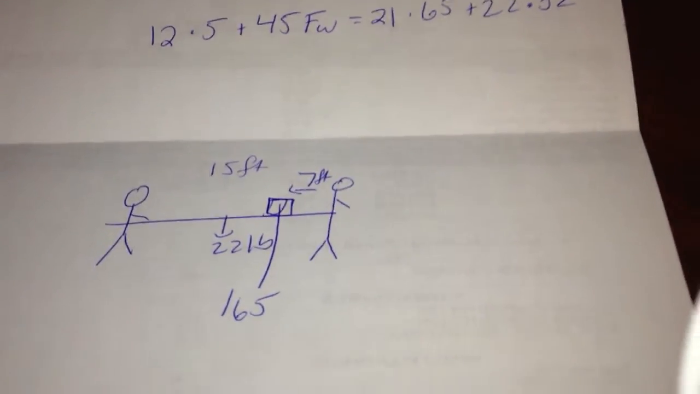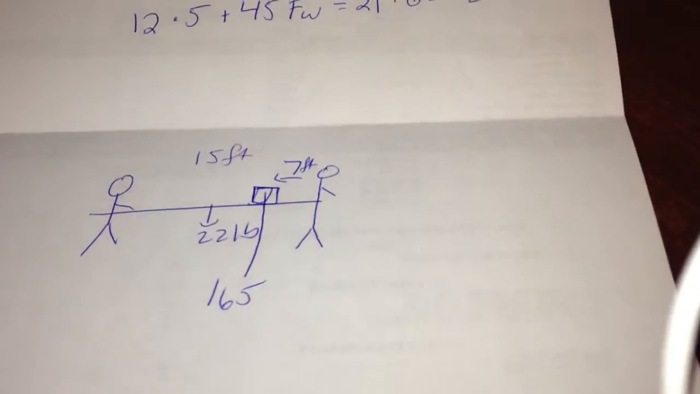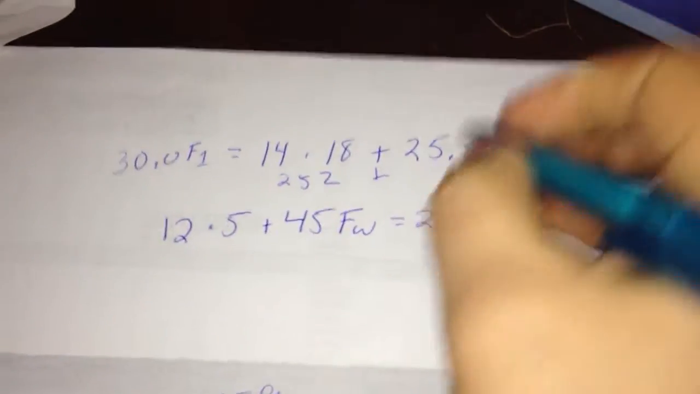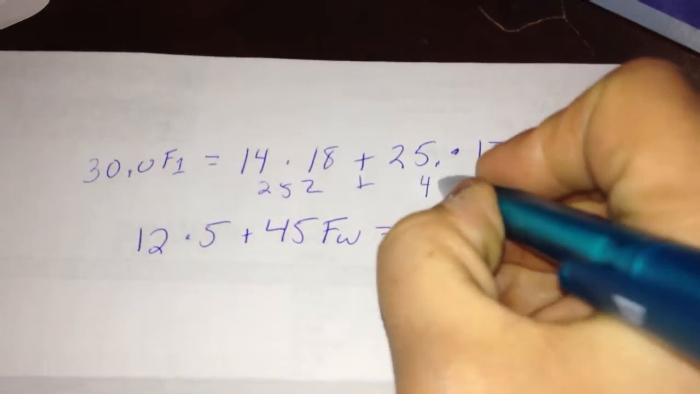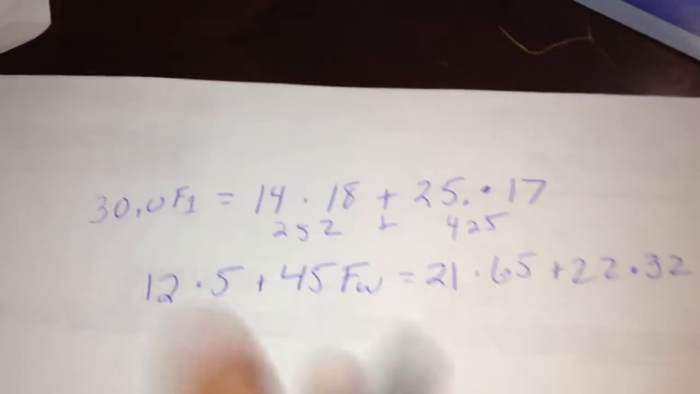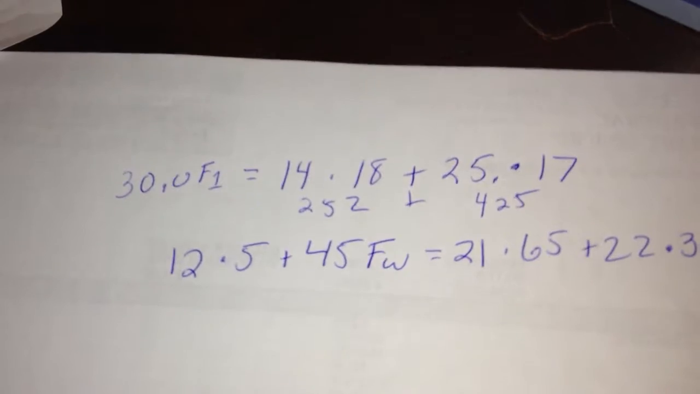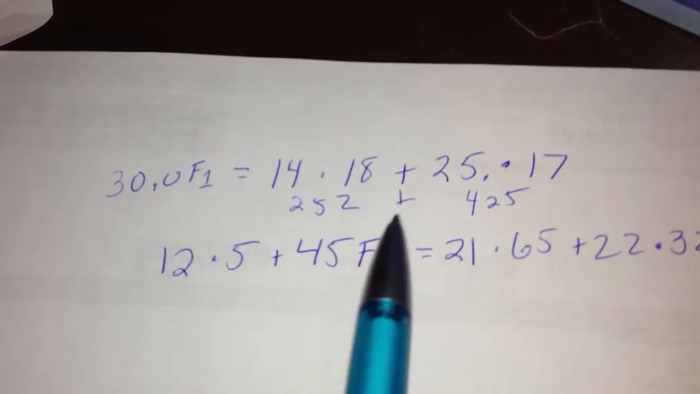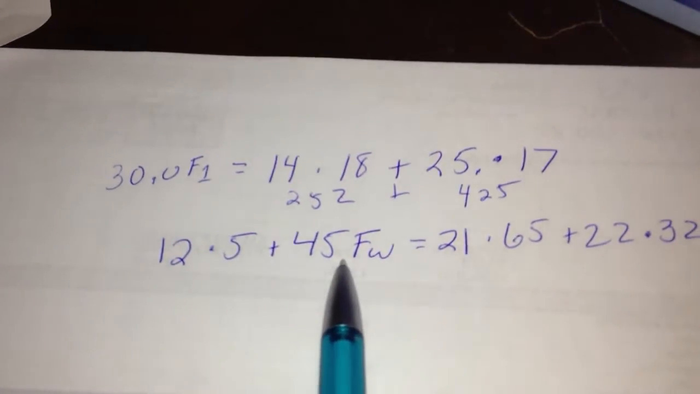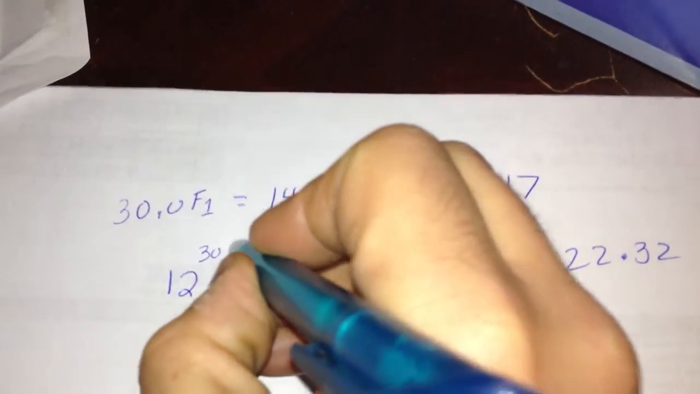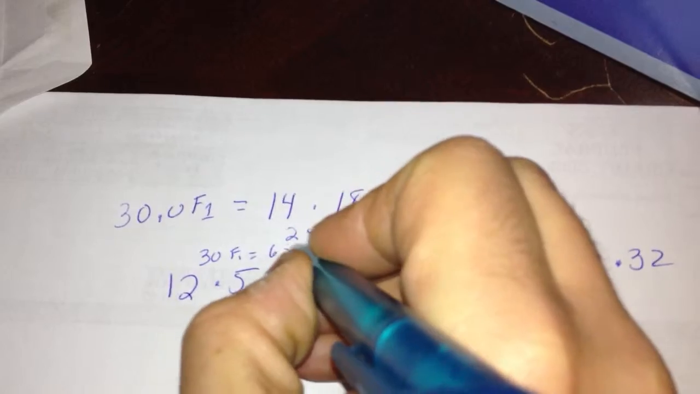let's see here, 25 times 17, and that's 425. Now, notice that we still need to combine like terms before we do anything else. So, if we do that, we add these two together. So here there's 677. So we have 30 F1s equals 677.